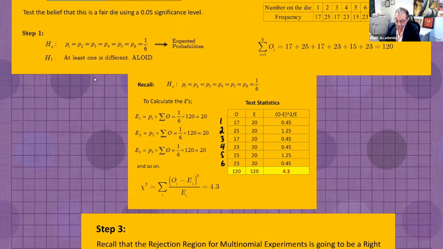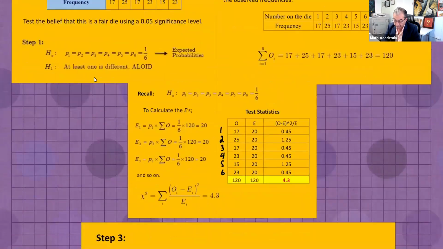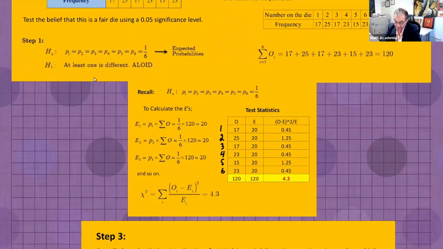You can make a table and calculate the test statistic. So you can do (O minus E) squared divided by E. So it's going to be (17 minus 20) squared divided by 20, which gives you 0.45. And so on for each of them. Let's do one more. (25 minus 20) squared divided by 20, which is the expected value, is going to give you 1.25. If you calculate all those, then you're going to get 4.3.